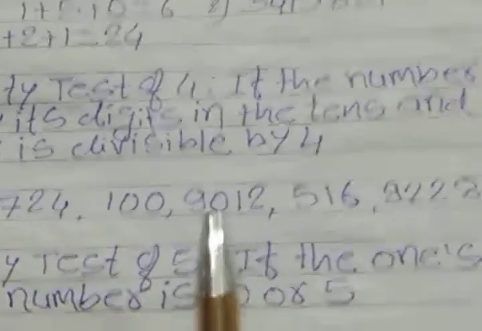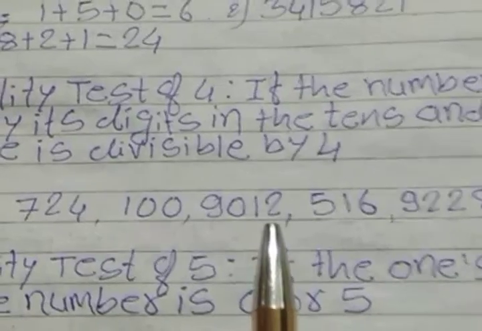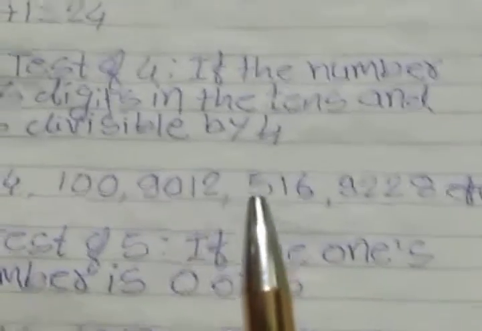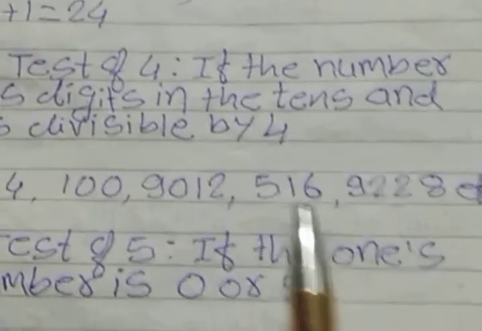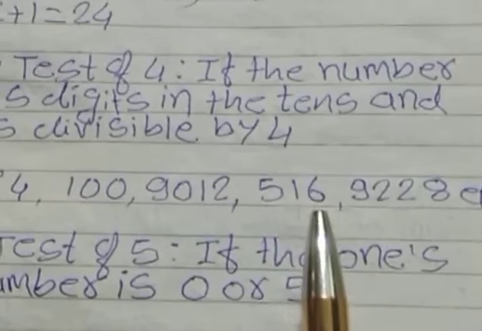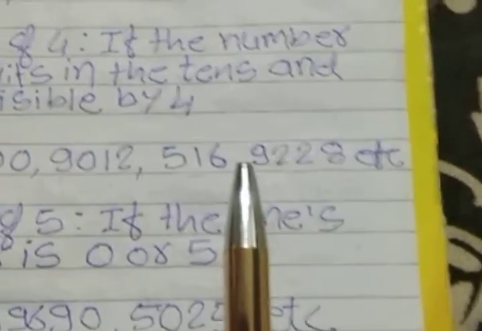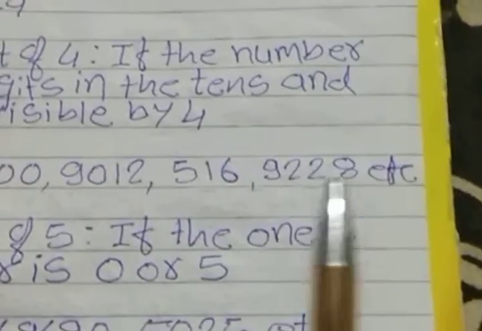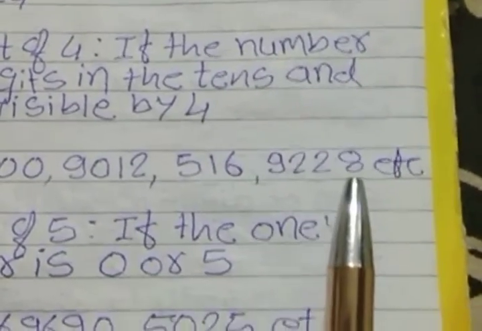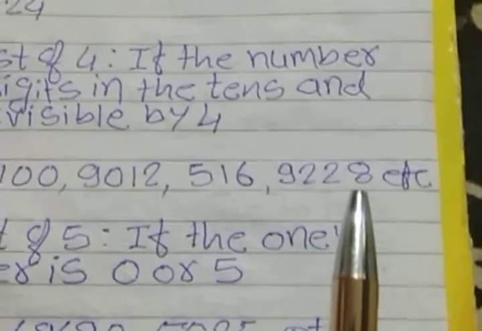Here 9,012. Last 2 digits 1 and 2, 12. 12 is divisible by 4. It means 9,012 is also divisible by 4. Here is the example 516. Last 2 digits 1 and 6, 16. 16 is divisible by 4. It means 516 is also divisible by 4. Next number, 9,228. Last 2 digits 2 and 8, 28. So 28 is divisible by 4. Then 9,228 is divisible by 4.